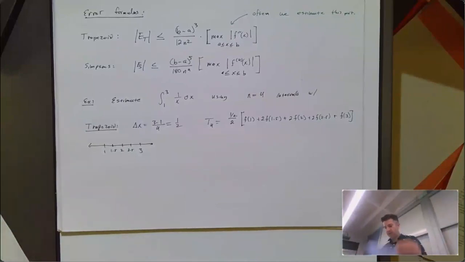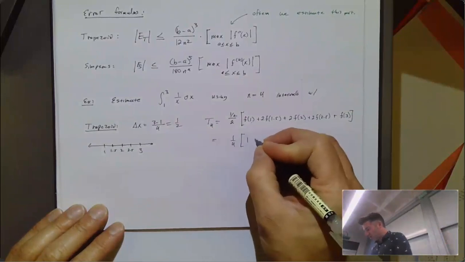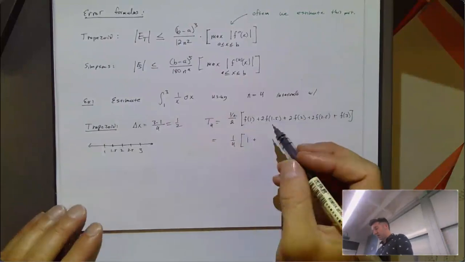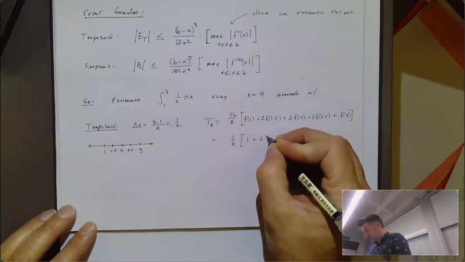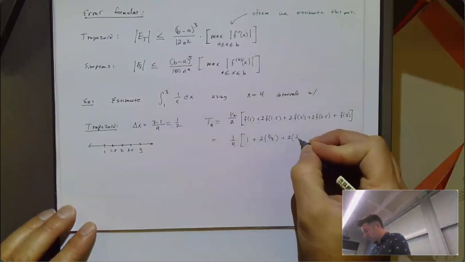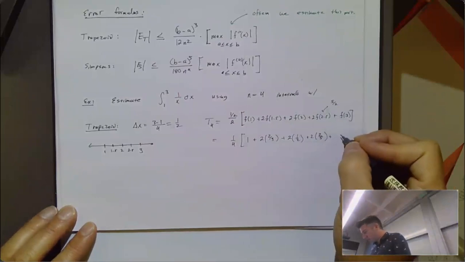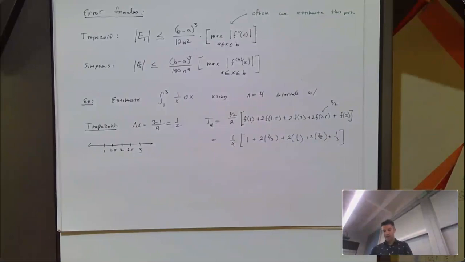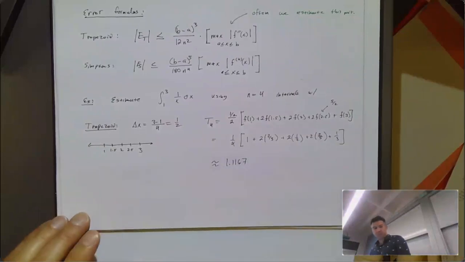So we do that. We're going to get 1/4 times f of 1, which is 1. F of 1.5, it might be better to use a fraction here: 1.5 is 3/2, and my function being 1/x, I get the reciprocal, 2/3. So 2 × 2/3, plus 2 × 1/2, plus 2 × 2/5, since 2.5 is 5/2, plus 1/3. Adding this together is not particularly nice, and I don't want to calculate that by hand. So typically at this point, I break out the calculator. This is approximately 1.1167.